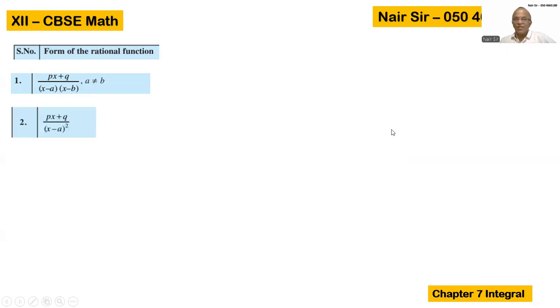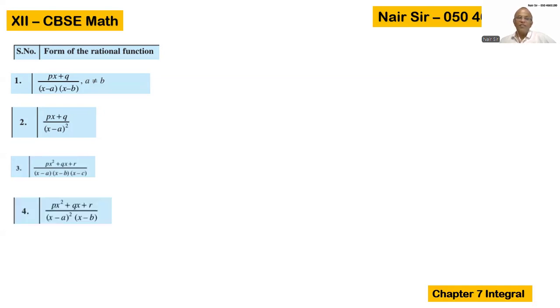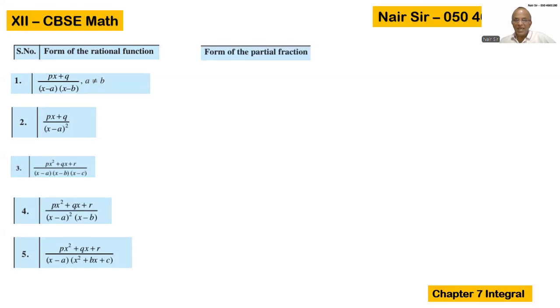The next one, (px plus q) upon (x minus a) the whole square. Again the same thing, quadratic, linear. The third one, quadratic and cubic. Fourth one, quadratic and cubic. Fifth one, quadratic and cubic. Now here the condition on x square plus bx plus c is that it is not factorizable.